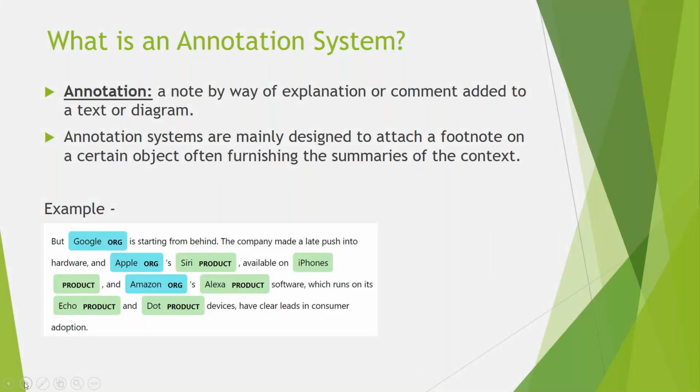So before going into the deeper concepts about the project, firstly, we would like to explain what is an annotation system. Basically, an annotation is a summarized explanation or a comment of an object which is attached to its footnote. The object could be anything. It could be a picture or a video or a text itself. Here we see in the given example how an input sentence has been annotated as organization or product. The words Google, Apple, and Amazon are tagged under the category of organization, whereas Siri, iPhones, Alexa, Echo, and Dot are tagged as products.